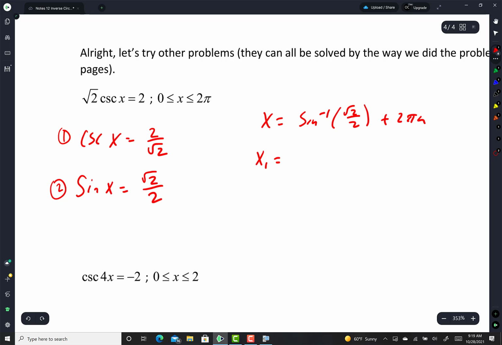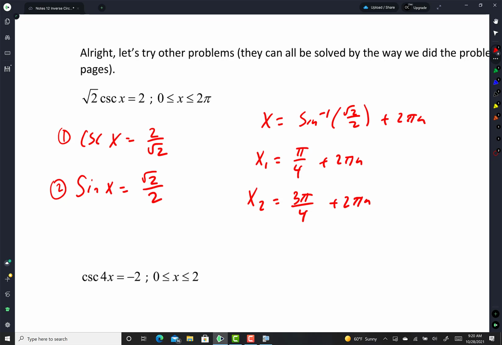x1 equals, what's the first one where sine is square root of 2 over 2? Pi over 4 plus 2 pi n. What's the second one? 3 pi over 4. You can write pi minus pi over 4, but that's 3 pi over 4. Now let's get all our answers. x equals pi over 4 is the first one. 3 pi over 4 is the second one.